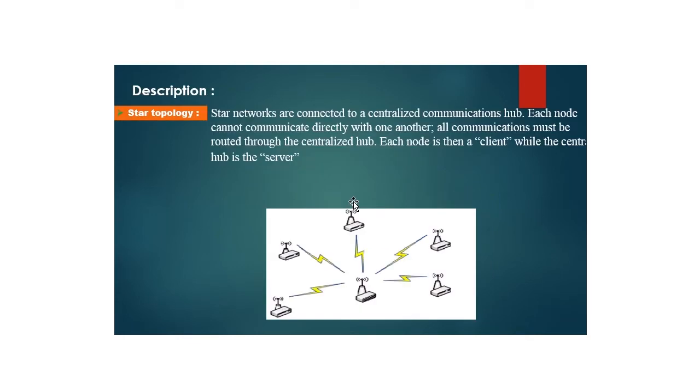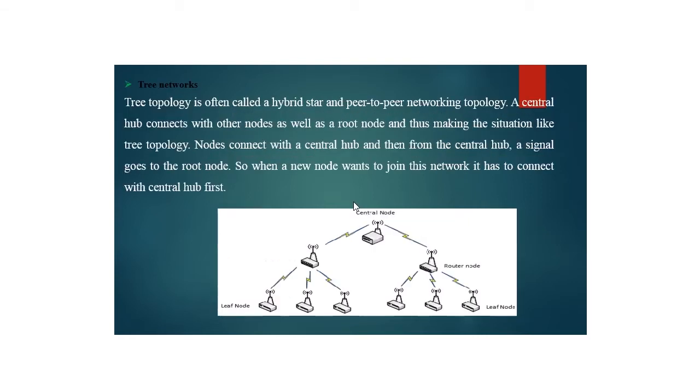Star topology: nodes are connected to a centralized communication hub. Nodes cannot communicate directly with each other, but only through the central hub. The third one is tree topology, often called hybrid star peer-to-peer network topology. A central hub connects with a node as a root node, making a situation like a tree topology.